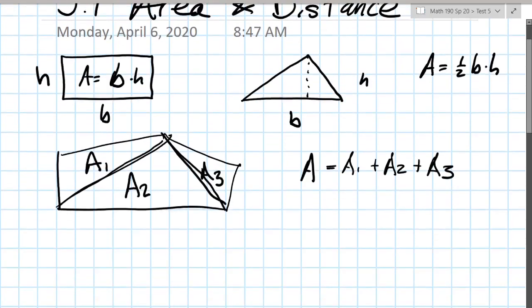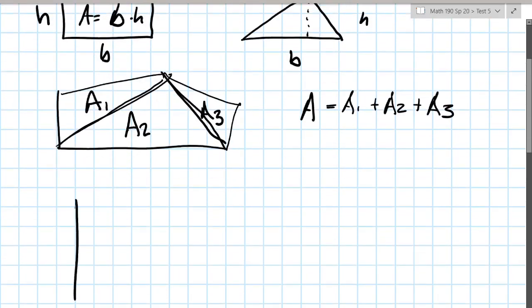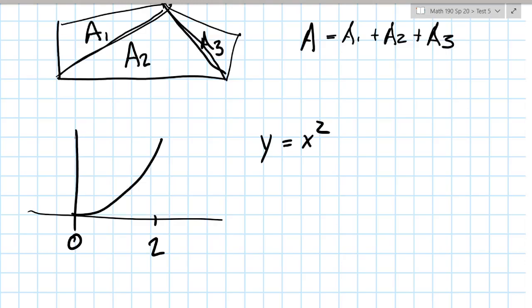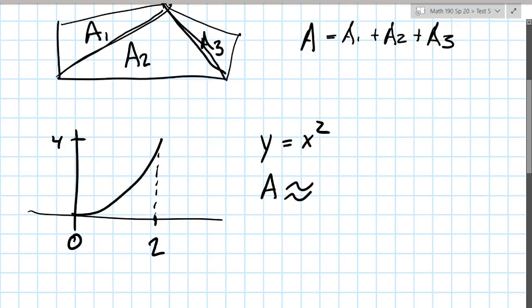So we're going to try to find the area under a curve. So let's say our curve is y equals x squared, and we want to go from 0 to 2 here to estimate this area. So how could we do it? We don't have a formula for the area of this curve. But what we could do is estimate the area of this curve using a formula that we know.